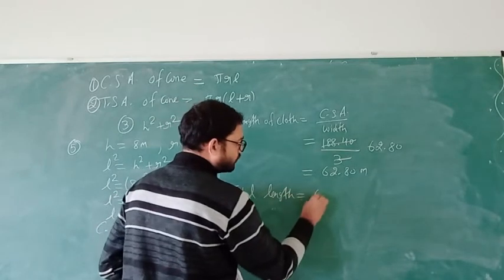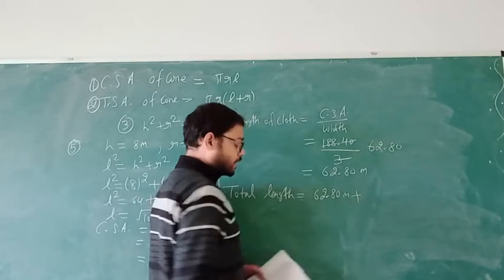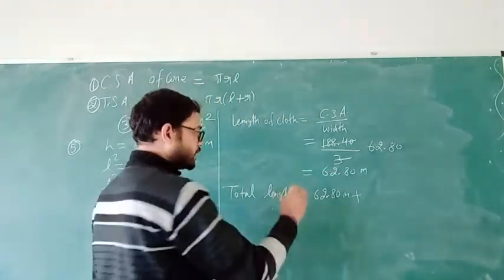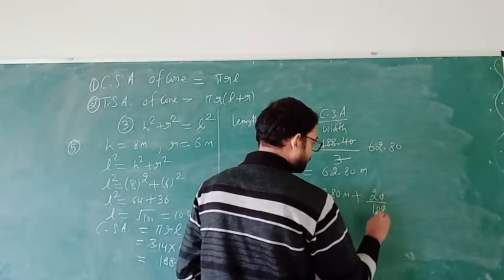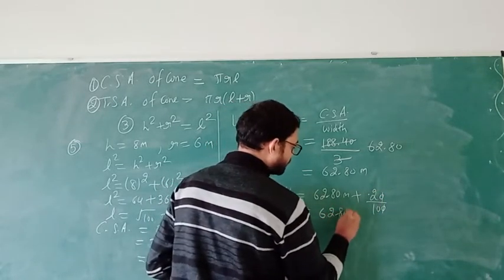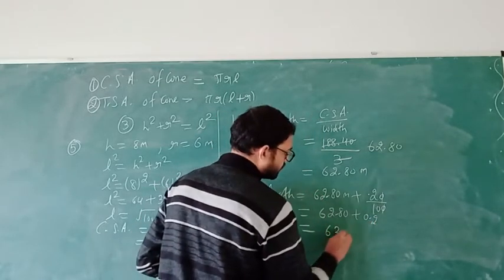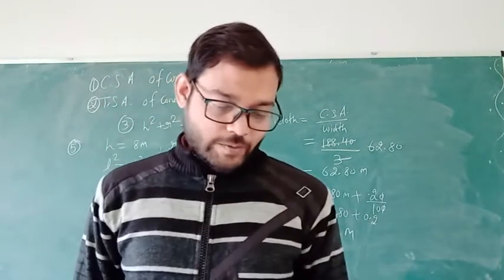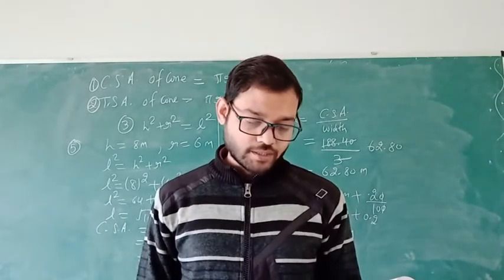Total length is equal to 62.80 meters plus 20 centimeter extra given here. Okay, so we will add that up here. So it becomes 62.80 plus 0.20, which becomes 63 meters. Clear, students?